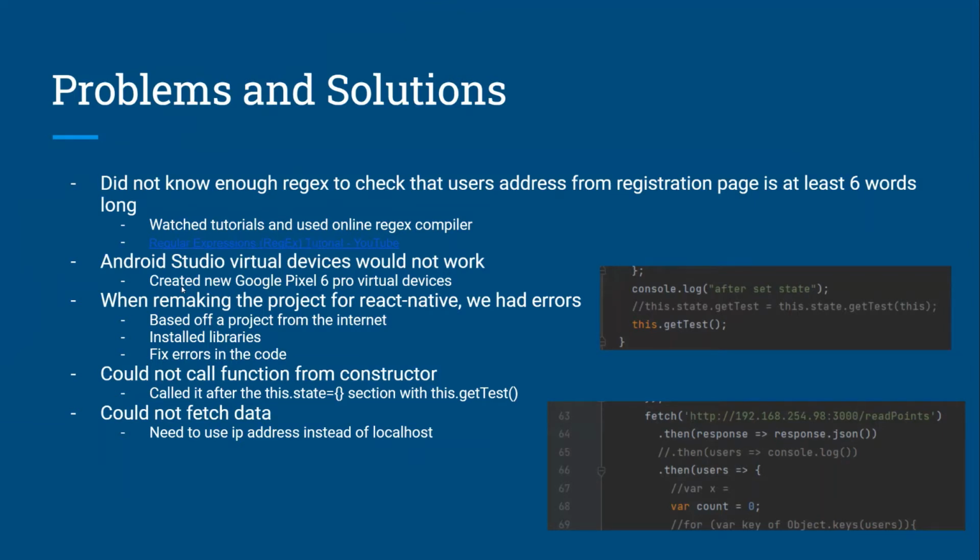We installed some libraries and we fixed some of the errors in the code. Another problem that we had last week was that we couldn't call a function from the constructor. It turns out we had to use it after the this.state section and using this.getText. And then also we could not fetch the data from the database. Turns out we had to use an IP address instead of localhost.